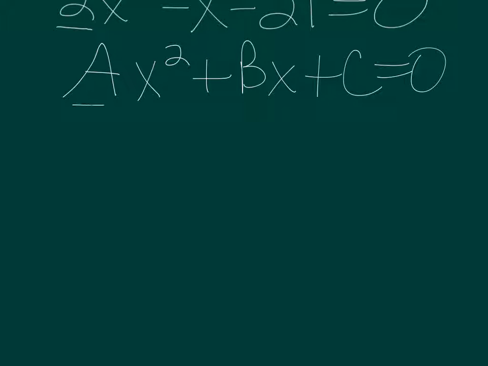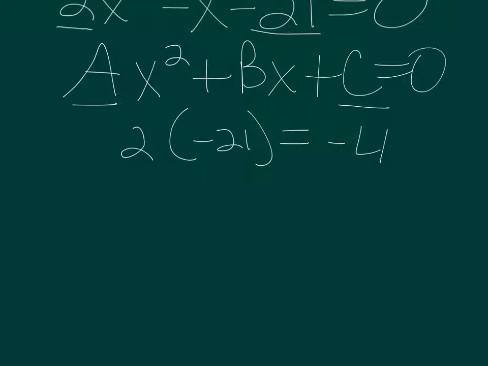So we're going to take our a and our c, in this case 2 and negative 21, and multiply them together. 2 times negative 21 is negative 42. So we want two factors of negative 42, two numbers that multiply together to be negative 42 and add to be negative 1, because that's what our b is. Our b is a negative 1.